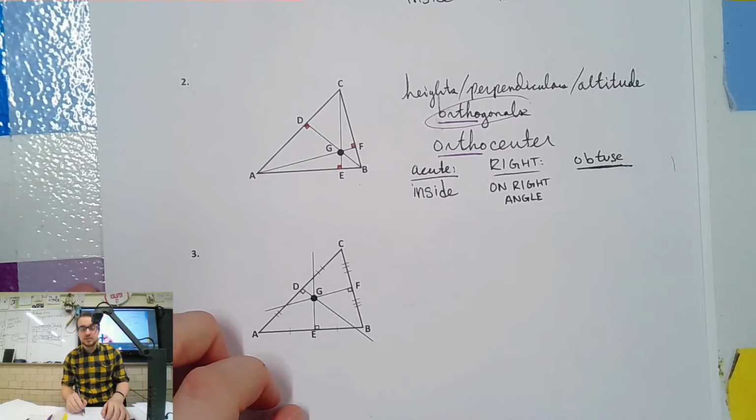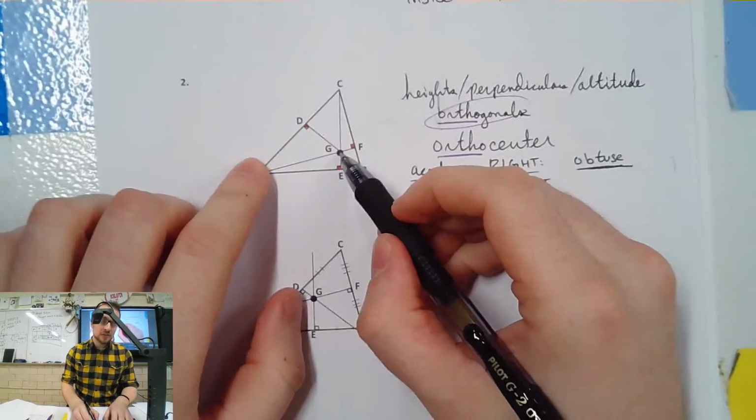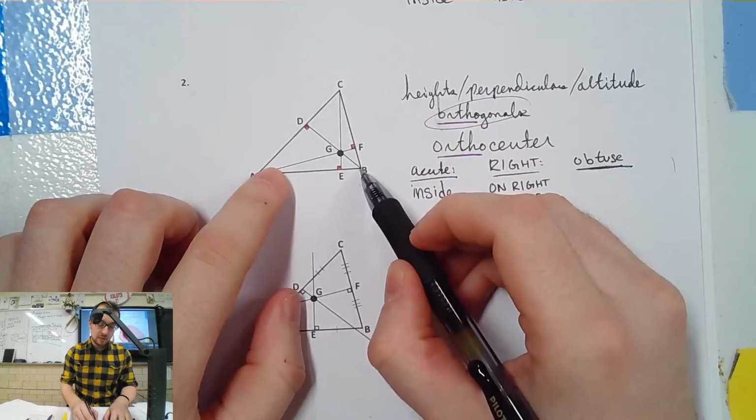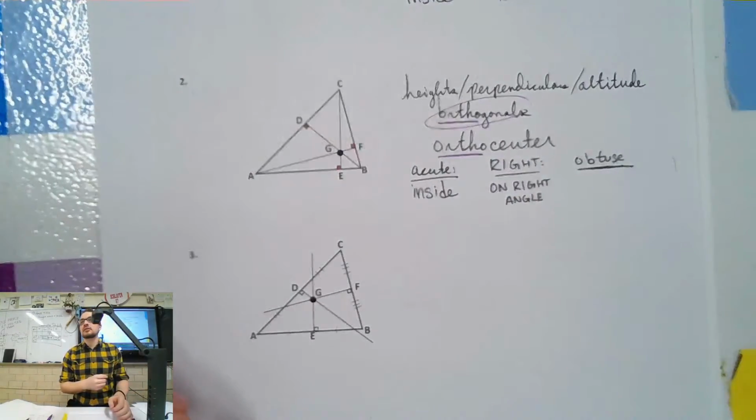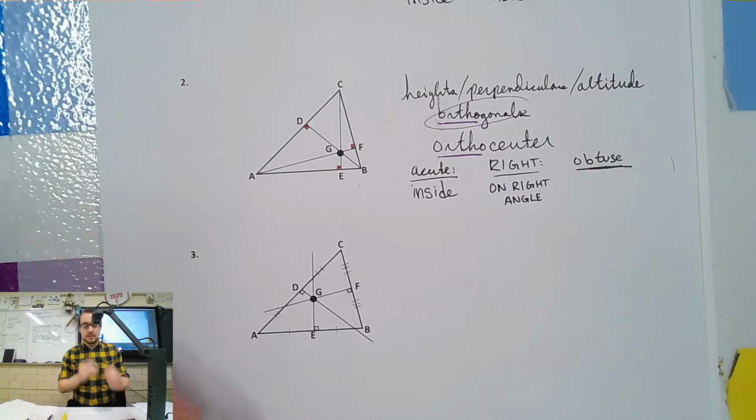If it's an obtuse triangle, acute's on the inside, right is on the right angle. So if I keep making it bigger, it's going to keep heading that direction. Where's it going to be? Inside, on the right angle, and then it's going to be on the outside.